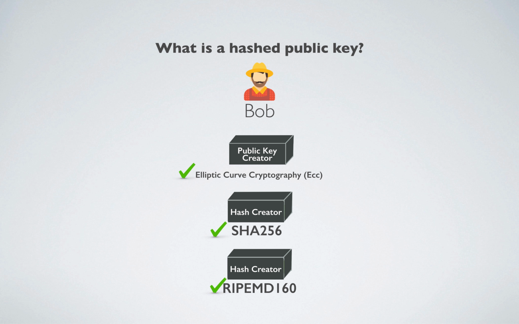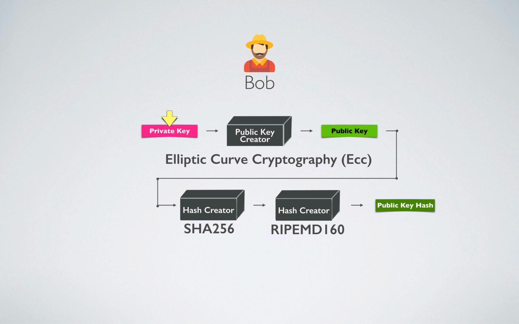Although the Bitcoin protocol supports both hashed and unhashed public keys, hashed public keys are now the dominant form used in transactions. To review, Bob can create a public key using his private key in the public key creator, and then create a hash public key using the SHA-256 hash creator and the RIPE-MD-160 hash creator with his public key as an input. So Alice now has a way of identifying the recipient of the transfer of control of Bitcoin to Bob in a transaction.